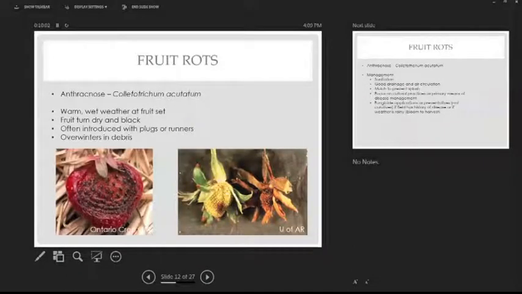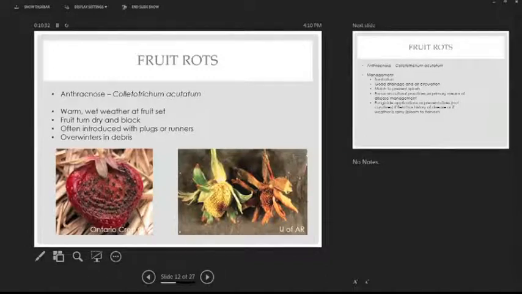Anthracnose fruit rot loves warm, wet weather right at fruit set. So think about what our seasons are doing. Fruit set is always rainy, right? We very seldom have a dry spring here in Kentucky. Warm, well, that's another story. So if it's warm and wet, anthracnose will be very happy, and it will be very free to infect our fruit. The fruit turn dry and they'll turn black, and you'll see the concentric rings as infection spreads.